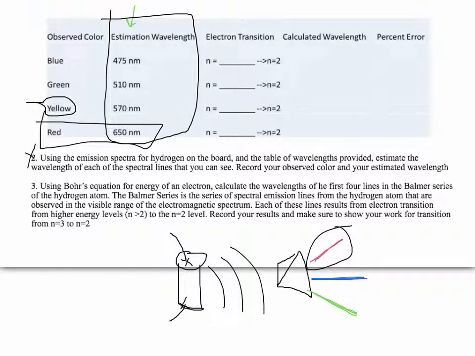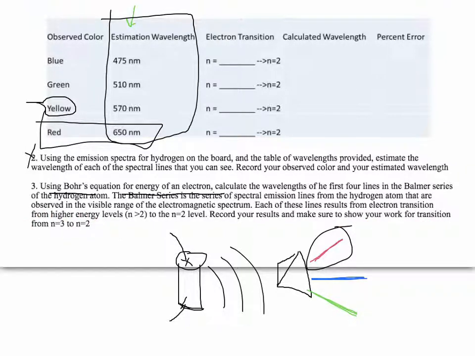Now question number 3 says, using Bohr's equation for energy of an electron, calculate the wavelengths of the first 4 lines in the Balmer series. So what is the Balmer series, you ask? Well, the question tells us. The Balmer series is a series of spectral emission lines from the hydrogen atom that are observed in the visible range of the electromagnetic spectrum. Each of these lines results from an electron transition from higher energy levels, greater than 2, down to the second energy level. Record the results and make sure to show your work for the transition from n equals 3 to n equals 2.